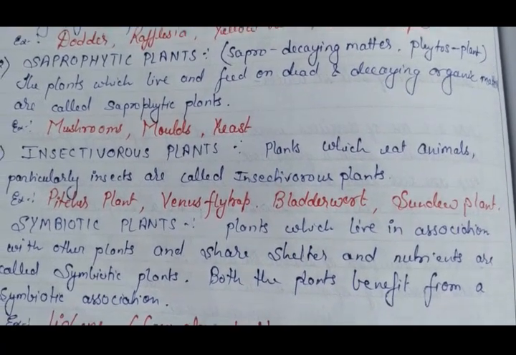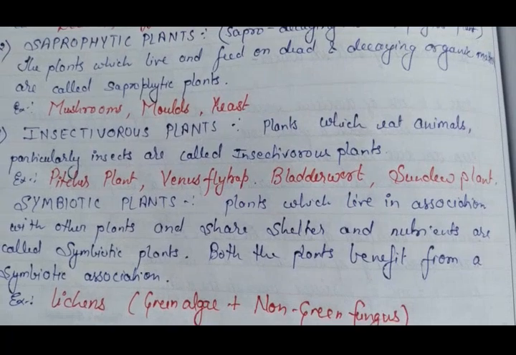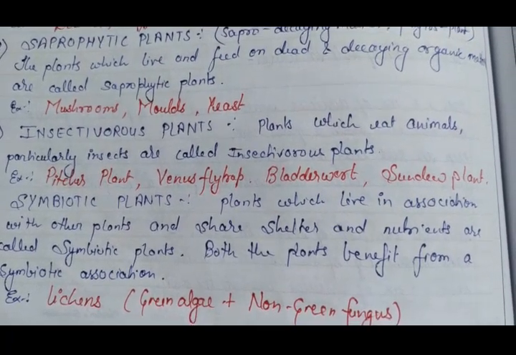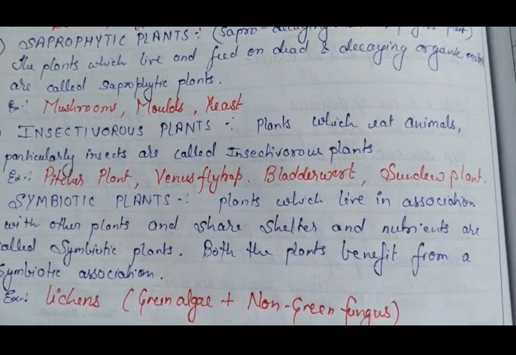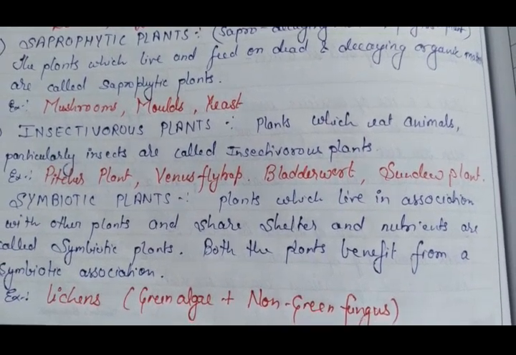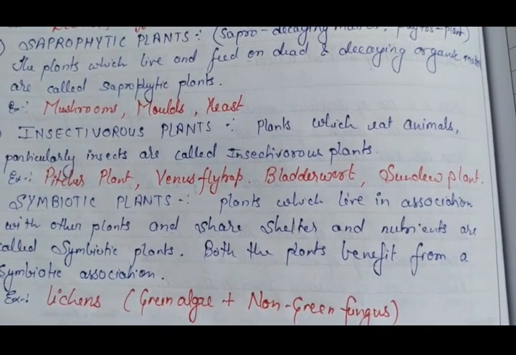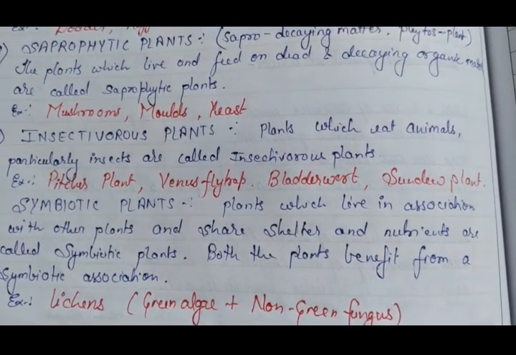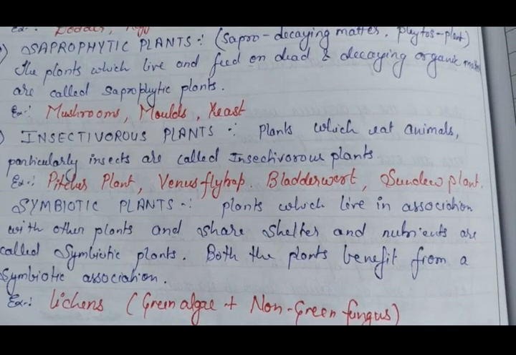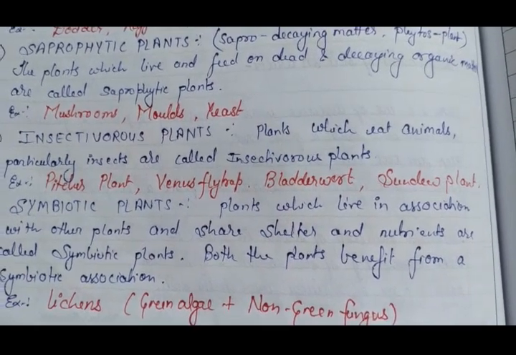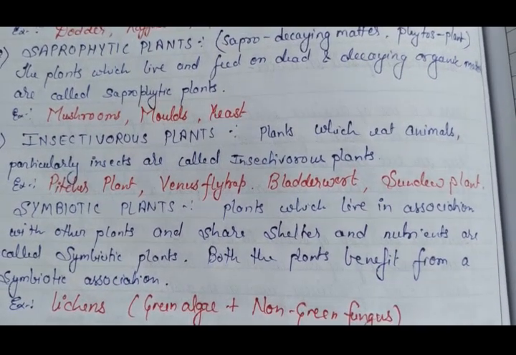The next one is symbiotic plants. Symbiotic plants, which live in association with other plants and share shelter and nutrients, are called symbiotic plants. See, there are some plants which live together and fulfill each other's needs. You know, if one plant provides water, minerals and shelter to the other, then the other plant gives food in return to the first one.